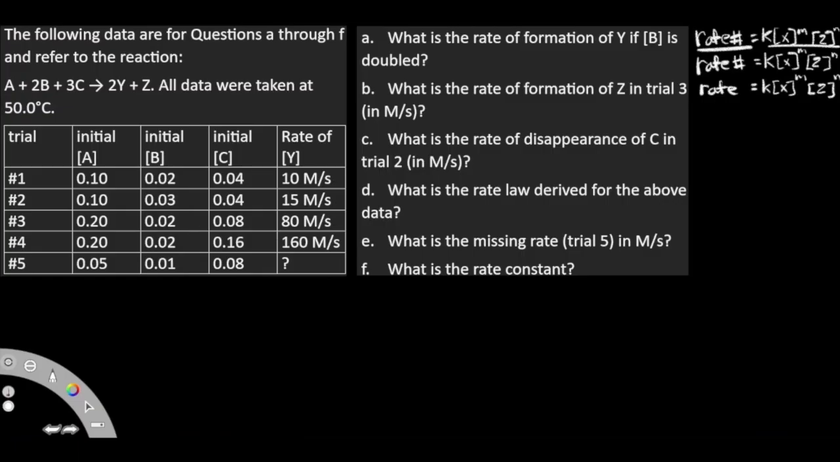But which one? Are we using B here, trial number 1, or trial number 2, or trial number 3, or trial number 4, and trial number 5? Okay, all of these trials. Which one are we going to be using? We don't know. It doesn't say.